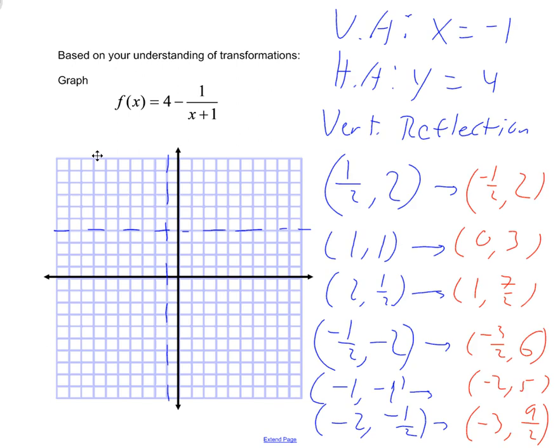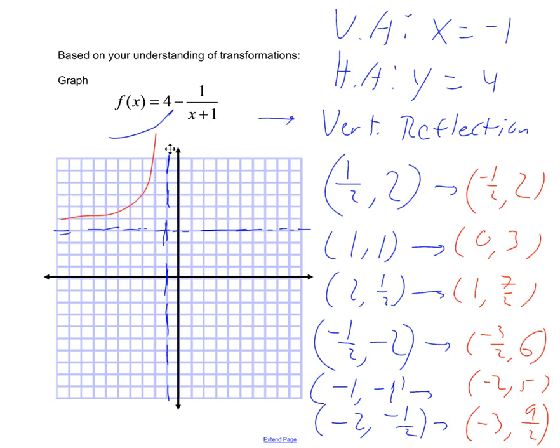Okay, this has been shifted 4 units up and 1 unit to the left, so our vertical asymptote is now x equals -1, which is this dashed line right here. And our horizontal asymptote is y equals 4. And we have a vertical reflection. There's a negative multiplier on our argument, so we have a vertical reflection also. So what used to look like this is going to be reflected vertically. And now it's going to look like this in some fashion.